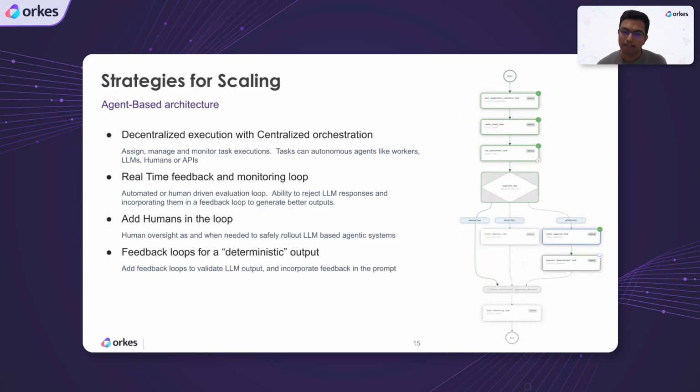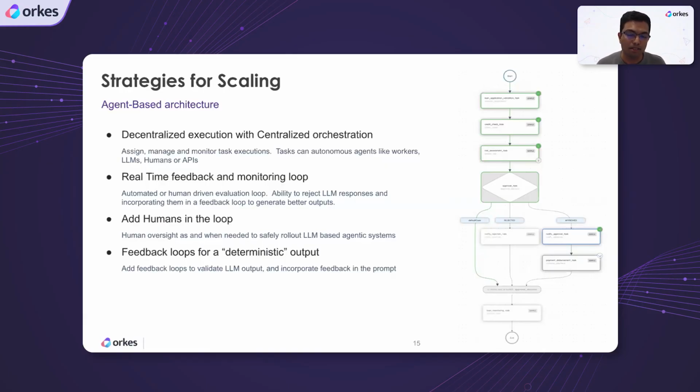So my final slide before we hand this over to Jeff is thinking about how you scale in practice. The idea is you have to embrace decentralized execution with a centralized orchestration engine. So let agents operate independently, but keep the overall flow and state in a centralized engine that gives you both flexibility and control.